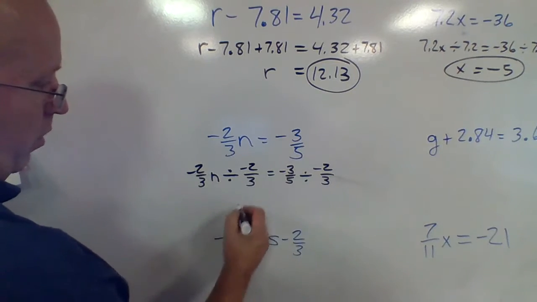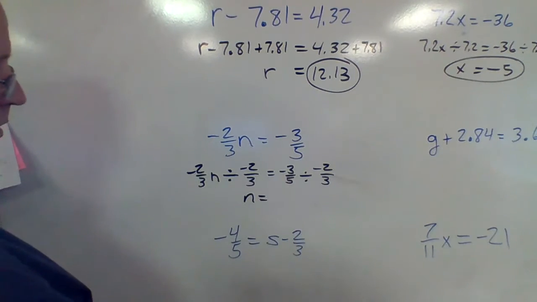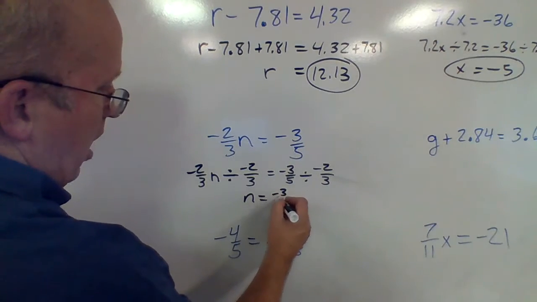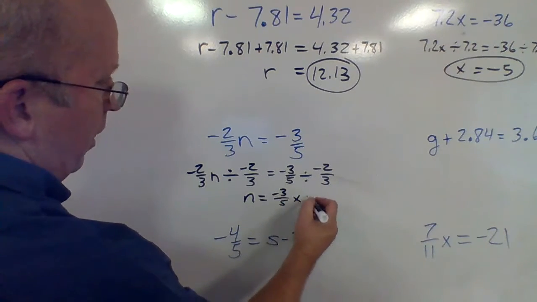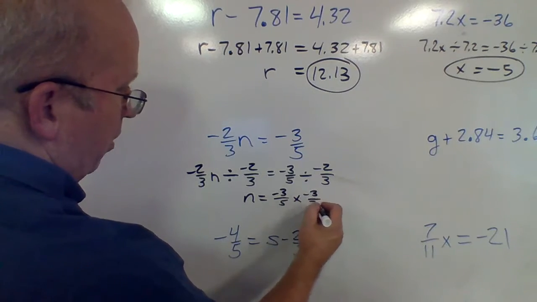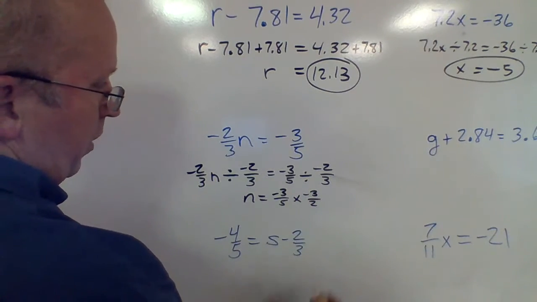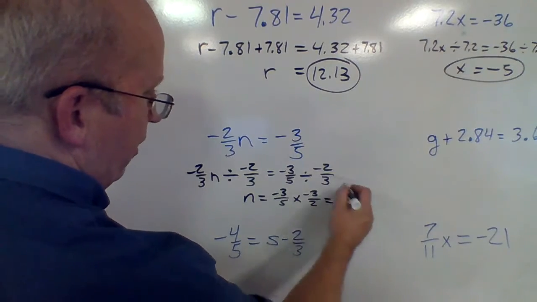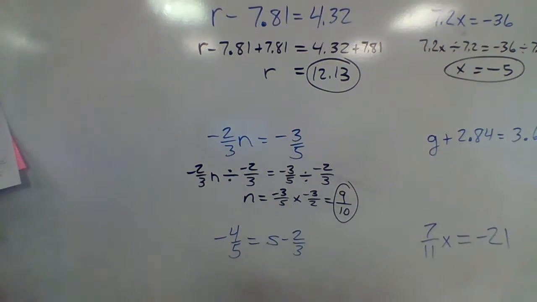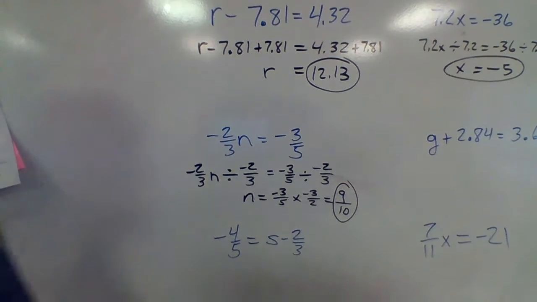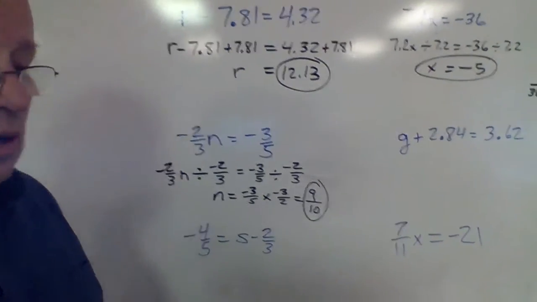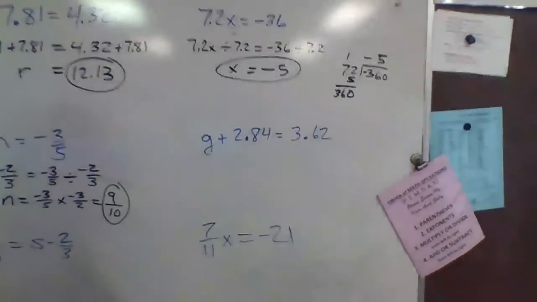And when we do that, we get n on one side. Do you remember the rule about dividing fractions? To divide, we multiply by the reciprocal of the second number. And when we do that, we get 9 over 10. And that's our answer on that one. Okay, don't forget to pause this if you need to, but I'm going to move on to the fourth problem.